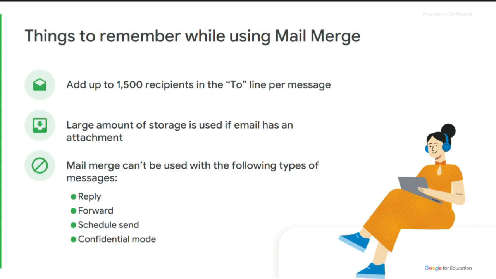While using Mail Merge, here are some important things to keep in mind. You can add up to 1500 recipients in the To line per message. A large amount of storage is used if the email has an attachment. And also keep in mind that Mail Merge cannot be used with the following types of messages.